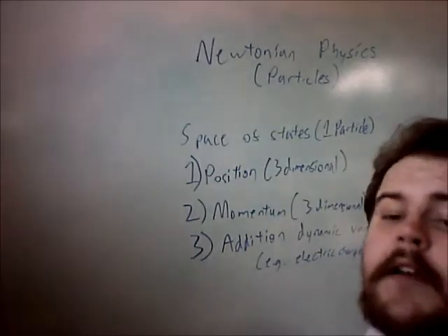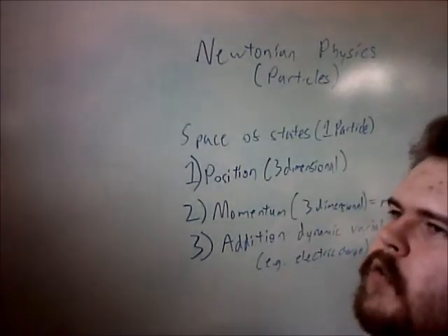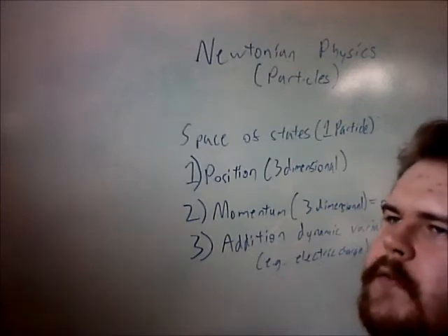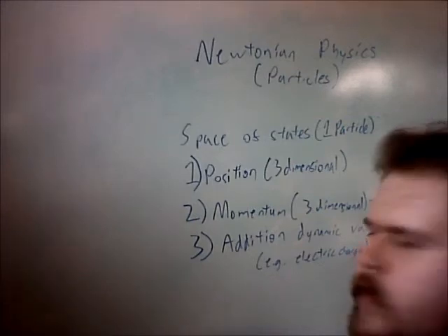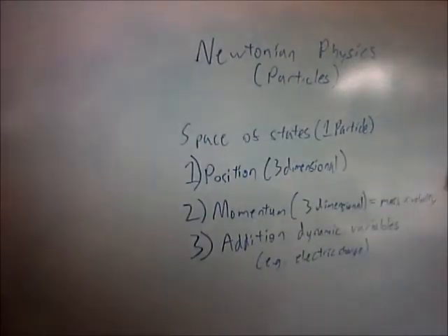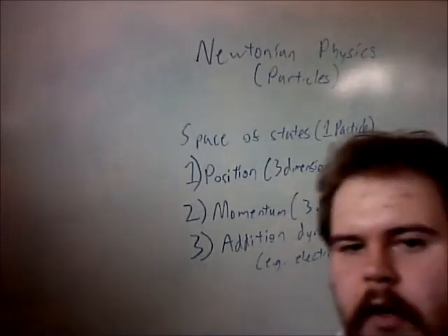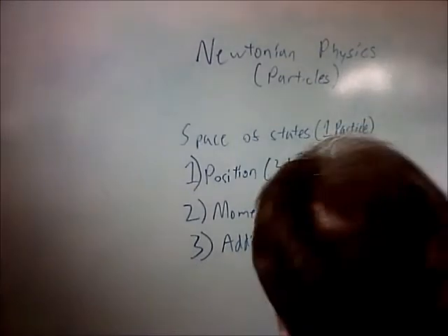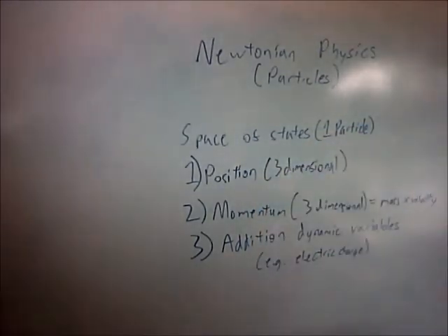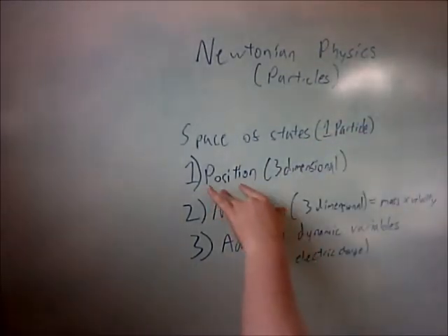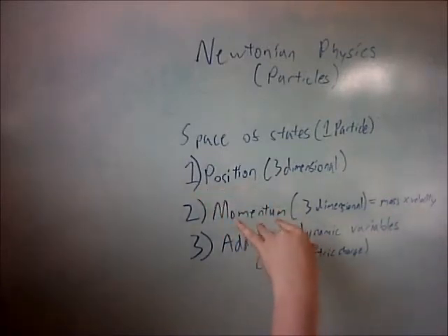Electric charge is a one-dimensional space. It's a one-dimensional continuous space in classical physics and a one-dimensional discrete space in quantum theory. So these are essentially the things you need to know to get the space of states for one particle. Now, for several particles, it's rather simple and generic. All you do for a two-particle system is you need two three-dimensional positions, and you need two three-dimensional momenta.